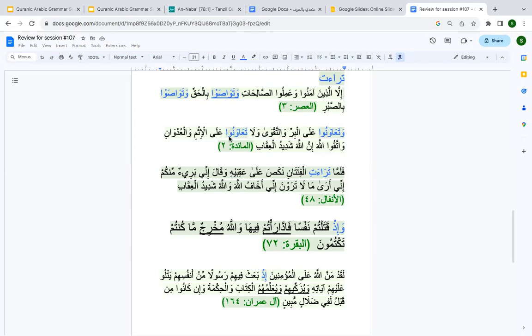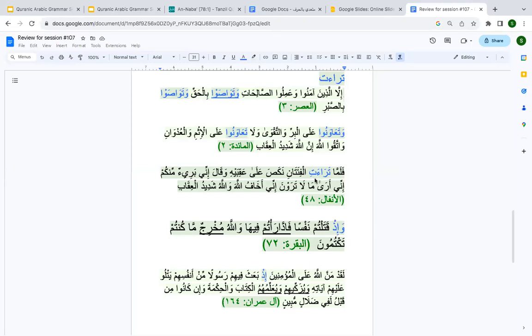The actual form was la tata'awanu. But did I not tell you ta can get dropped? Ta of the family can sometimes get dropped, yes or no? Yes. So originally the word was la tata'awanu. So here, when it comes to family number six, family number five, you have to go through the context and spend some time on your verses.